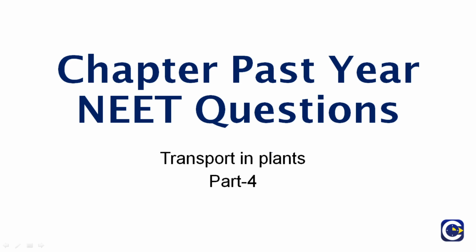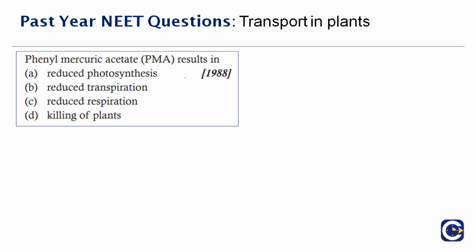Okay, now let's begin with the first question here. This question was asked in the year 1988. Phenyl mercuric acetate, which is abbreviated as PMA, results in dash. You're given 4 options here. Is it reduced photosynthesis, or reduced transpiration, or respiration, or killing of plants?